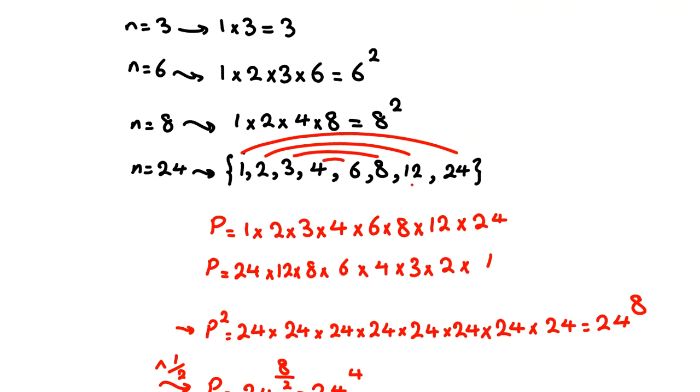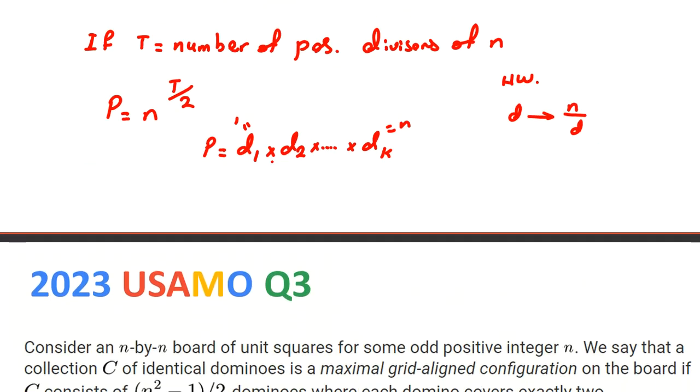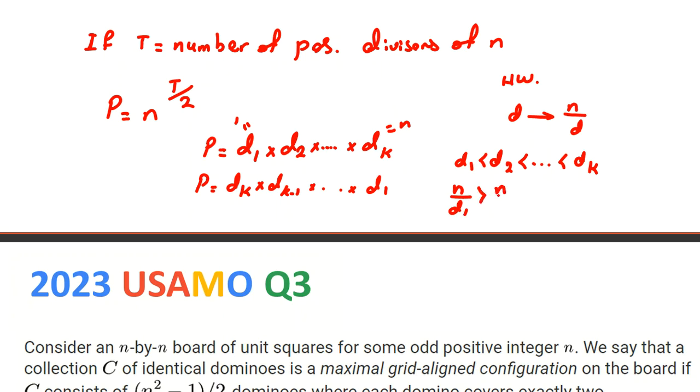When we have 2, 24 over 2, 12 is a divisor. So here, when we write it in reverse order, we know that d1 is less than d2 less than ... less than dk. Then n over d1 is greater than n over d2, greater than ... than n over dk. So this one is dk, in reverse order, d1. So when we write it like this, d1 times dk is n.